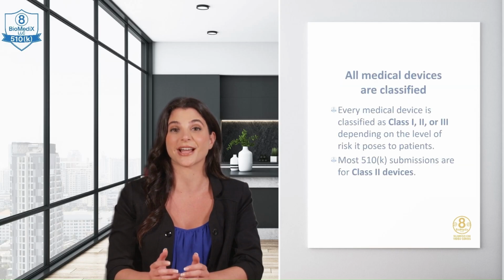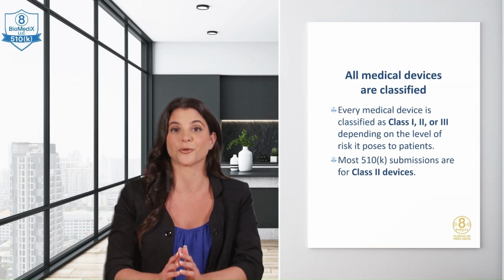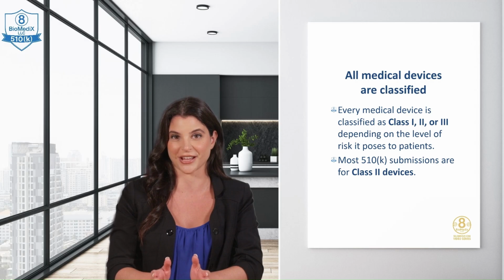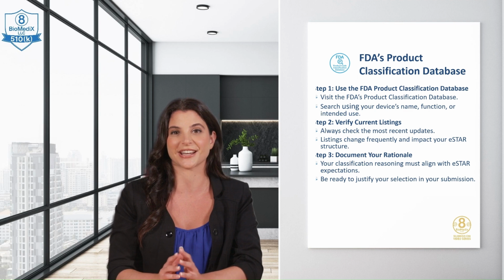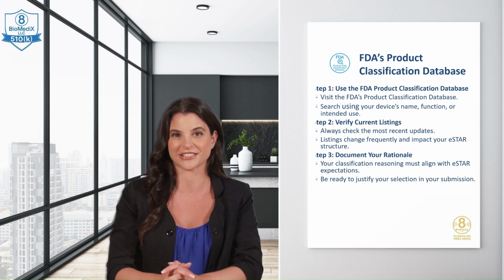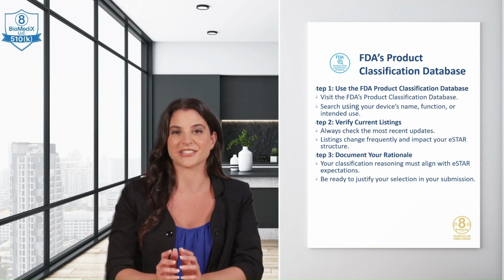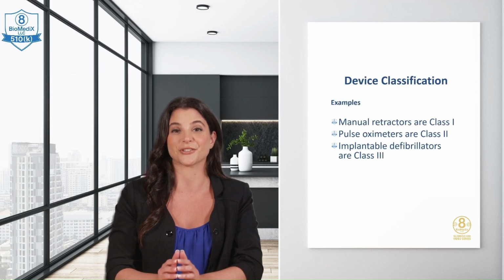Every medical device is classified as Class 1, 2, or 3, depending on the level of risk it poses to patients. Most 510K submissions are for Class 2 devices. Start by visiting the FDA's product classification database. Search using your device's name, function, or intended use. Always check for the most current listings. It's updated regularly and directly affects how your eSTAR submission must be structured. Your search rationale will be important when justifying classification within eSTAR.